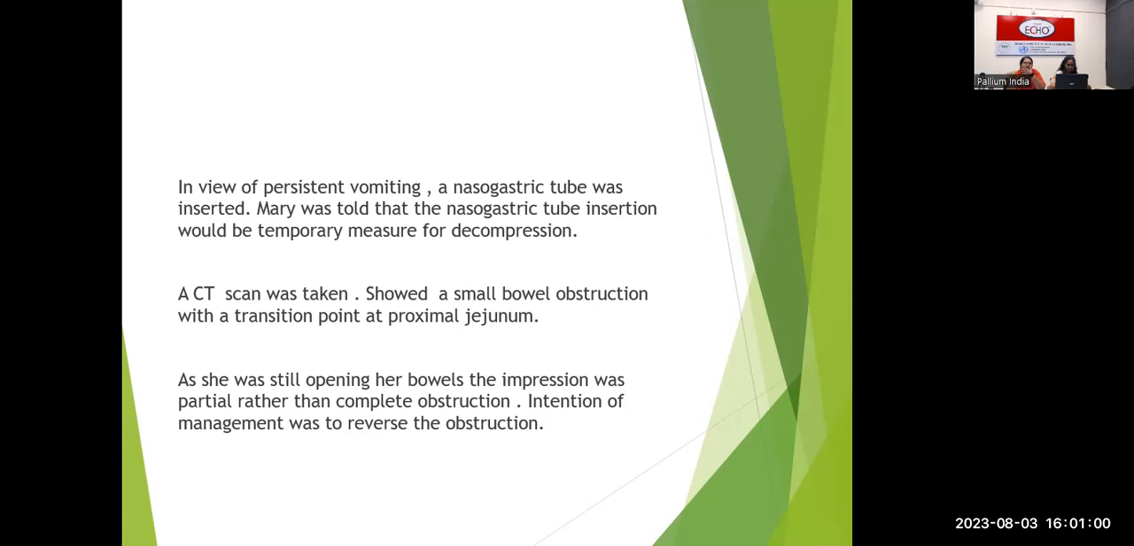Understood. So in the following days she had a CT taken, and from that they could identify it was a partial obstruction. From the history itself, it is very clear she is having partial bowel obstruction. So all these features suggest that she's having partial bowel obstruction. Now, what is our management? We are trying to reverse the partial obstruction. Understood. We are trying to reverse her condition.